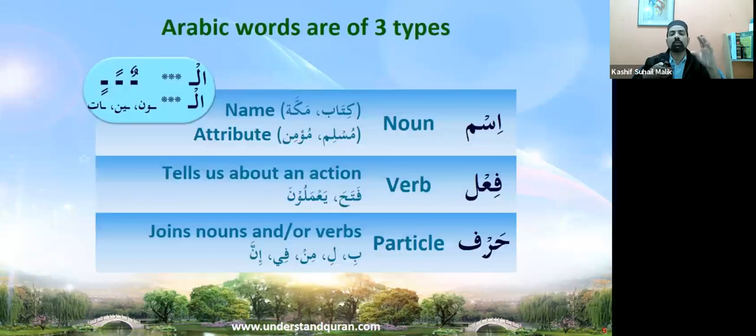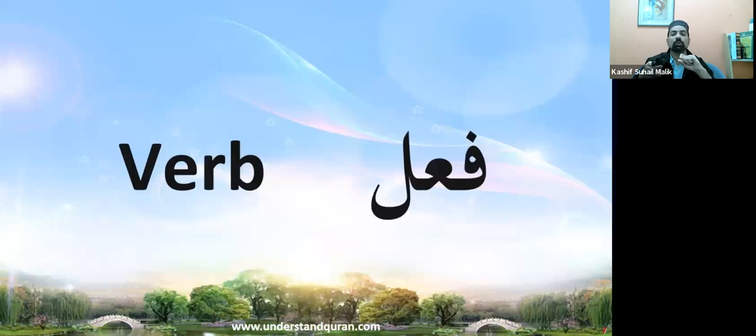So let's look at what we have already learned. Ism is noun. In Arabic, it is a name or an attribute, and there are different signs. And mashallah, I've seen you all have become very good at identifying ism, fi'l, and harf. Fi'l or verb tells us about an action done at a certain time, maybe in mazi or mudare, or it could be an imperative form. And then harf joins two nouns or verbs together.